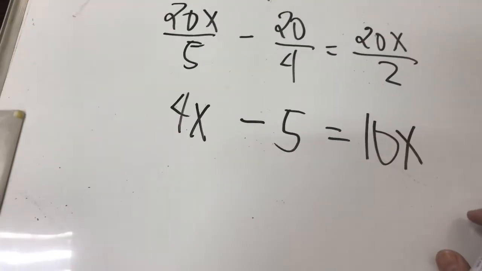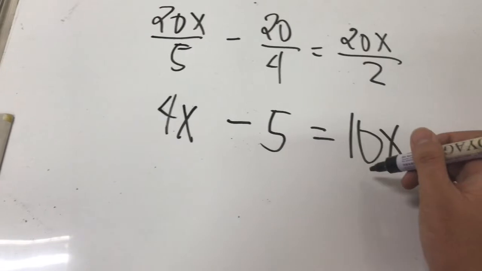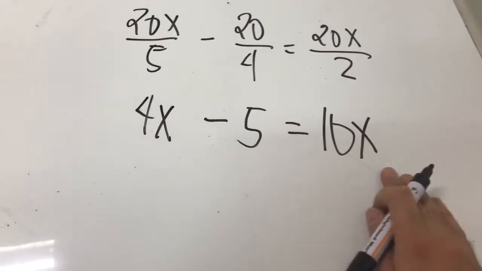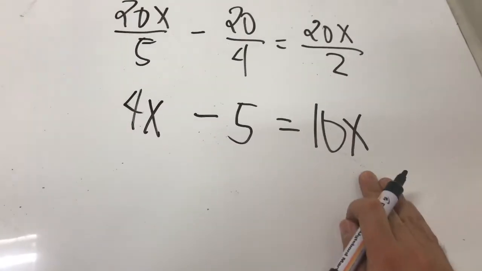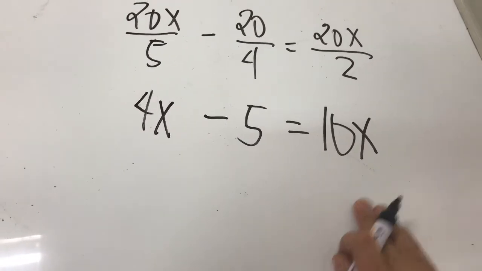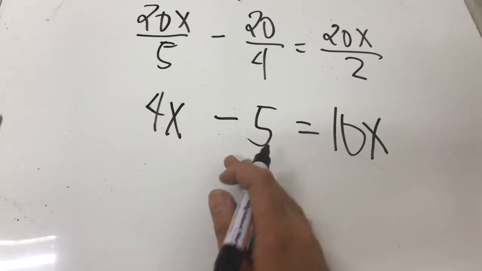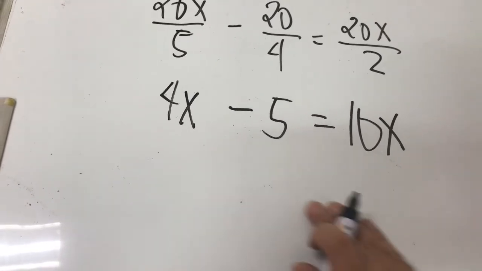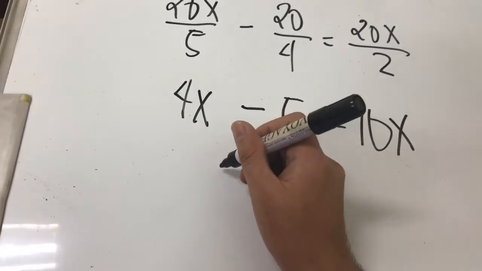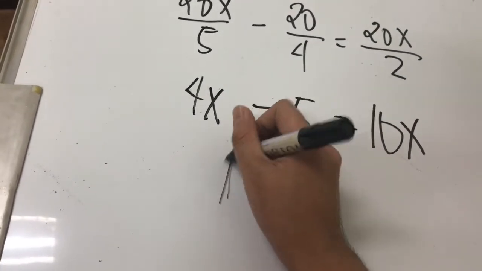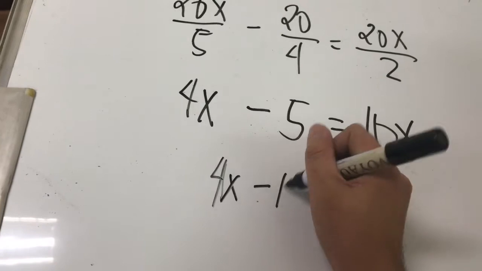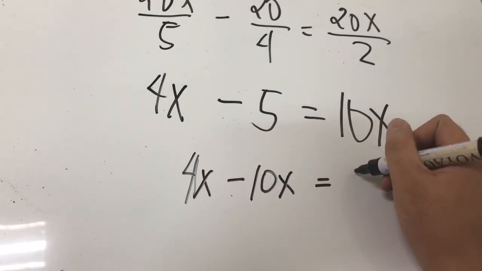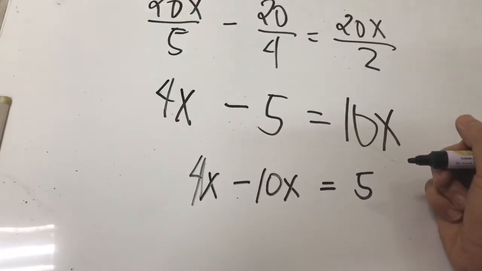Then, in order for us na ma-identify natin yung ating variable, we will separate the variable and the coefficient. So, since nasa right side ko ang ating coefficient, ang ating variable, so that's why ilipat natin siya sa ating left side, and then yung coefficient naman natin na nasa left side, ilipat natin siya sa ating right side. So, ang magiging result natin ngayon is magiging 4x minus 10x is equal to positive 5.